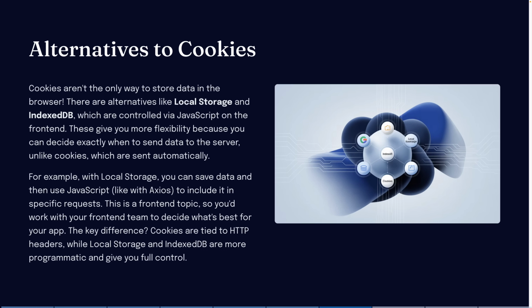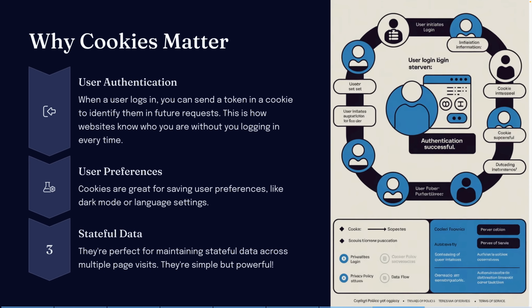This is a front-end topic. You can sit with the front-end team to decide whichever is best for your app. The key difference is cookies are tied to HTTP headers, while local storage and IndexedDB are more programmatic and give you full control. So why do cookies matter?